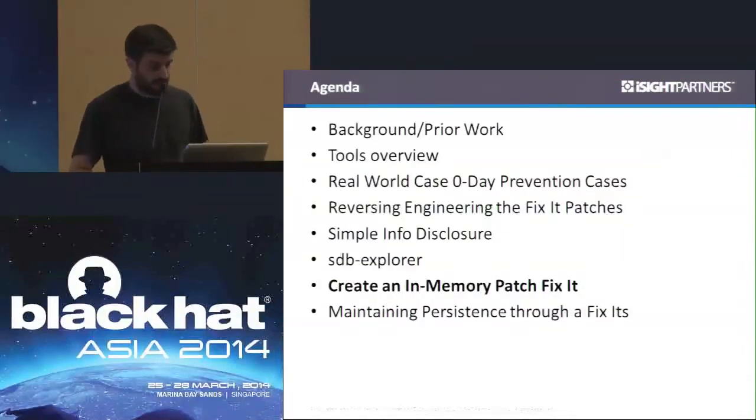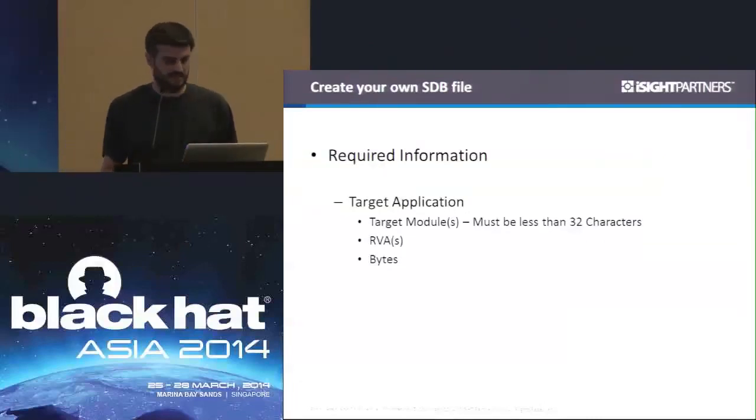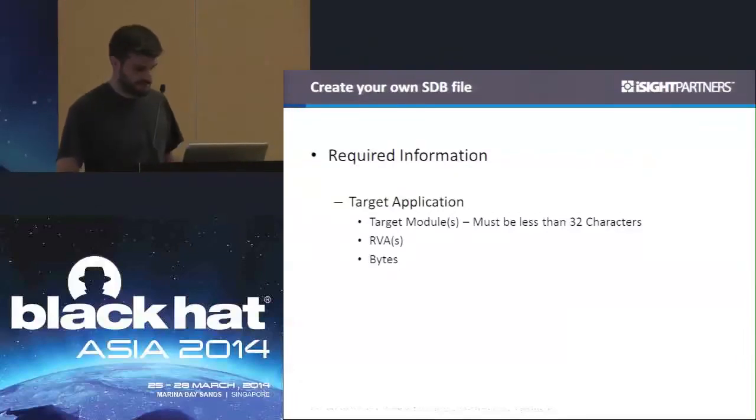Okay, so let's talk about how we can create our own fix-its. Required information, you need a target. You need a target module or modules. So that could be a DLL within the application that you're targeting, or it could be the application itself. And a requirement because of that fixed length field is that the name has to be less than 32 characters. So 31, and it needs to have that null terminator at the end. You need to know the RVAs that you're targeting for either match or replaces, and the bytes that you want to put there. It's implementation specific.